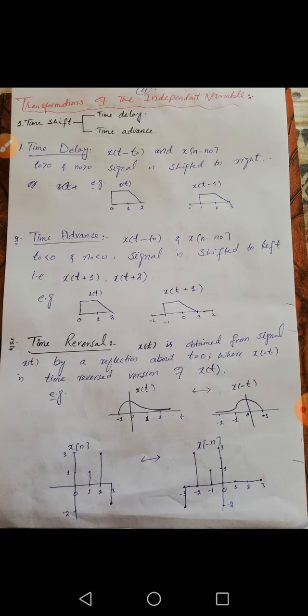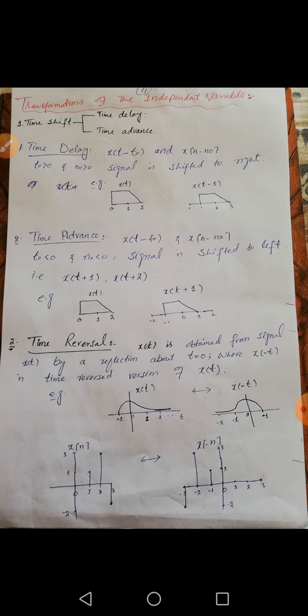Next important topic is transformation of the independent variable. n is the independent variable for the case of the discrete time signal. t is the independent variable for the case of the continuous time signal. So you have covered in class that we transform the independent variables.